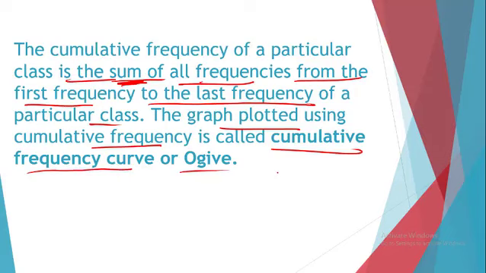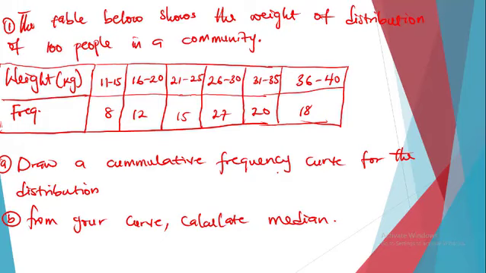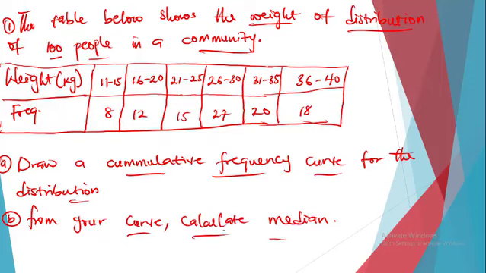We have a question on the screen. The table below shows the weight distribution of 100 people in a community. We have the weight and the frequency, and the data are given here. It says draw a cumulative frequency curve for the distribution. That's our A. Then B, from your curve calculate the median.